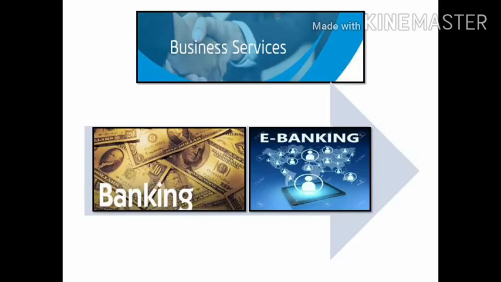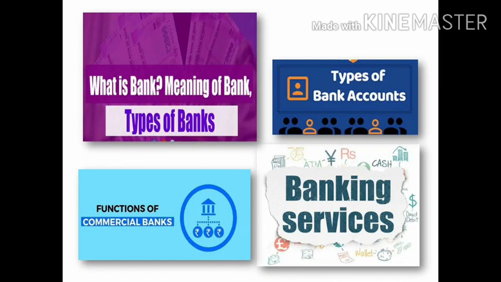Now let's move on to chapter 4, that is business services. In this chapter, the syllabus that is coming in the half yearly examination is banking and e-banking. So we have to study only two topics, banking and e-banking. Yes, before that, what are services, what are their characteristics, and how goods are different from services, that you have to study. Now let's see what are the main topics that you have to study under the banking part.